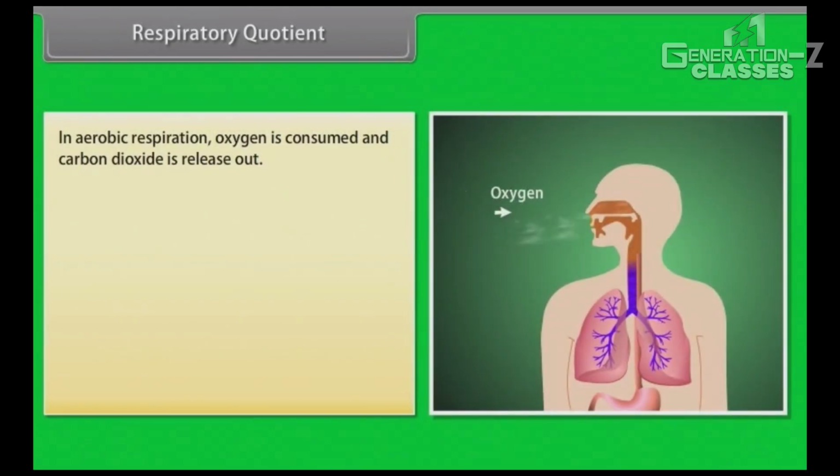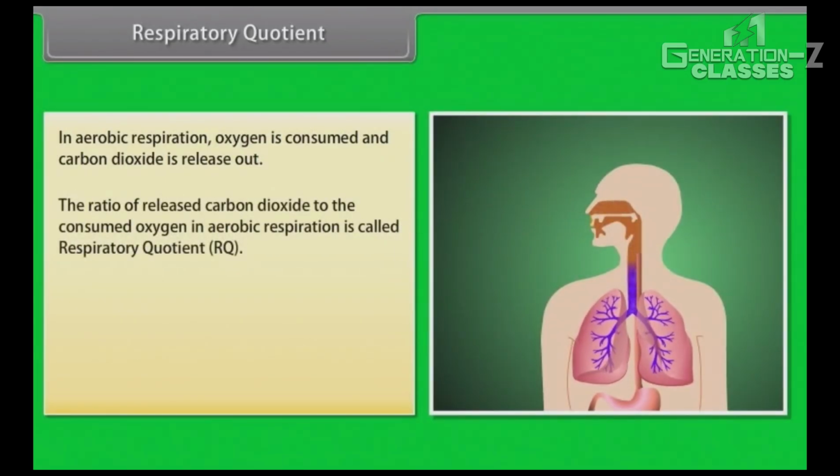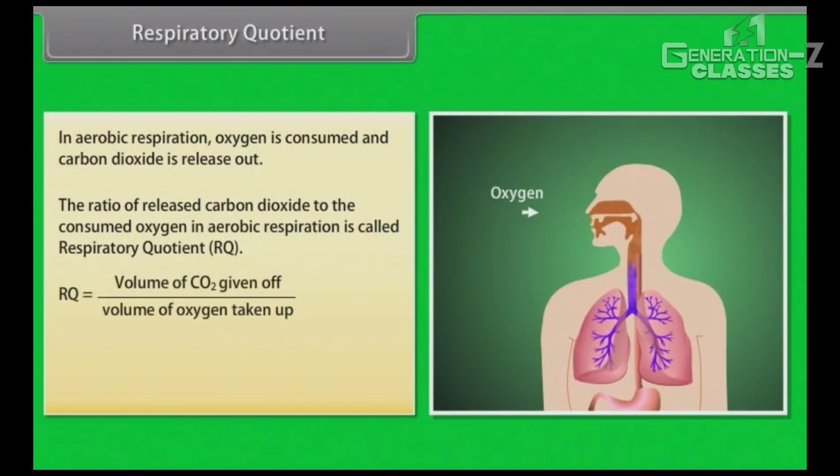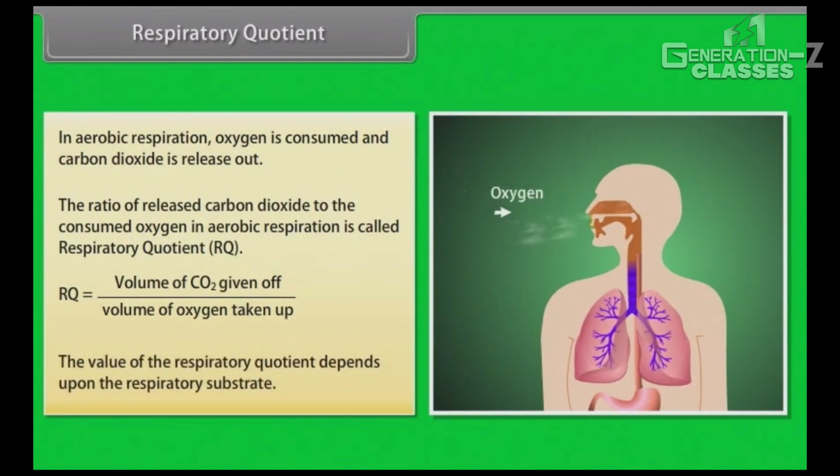Respiratory quotient. In aerobic respiration, oxygen is consumed and carbon dioxide is released. The ratio of released carbon dioxide to the consumed oxygen in aerobic respiration is called respiratory quotient. RQ is equal to volume of CO2 given off upon volume of oxygen taken up. The value of the respiratory quotient depends upon the respiratory substrate.